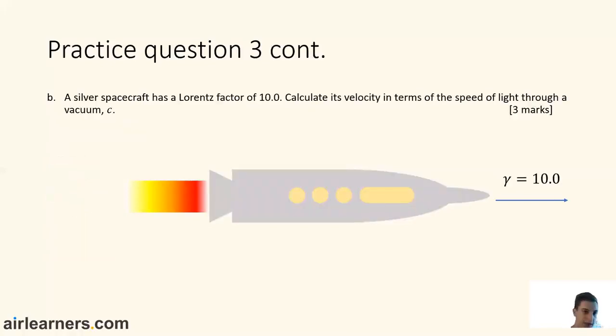Okay, part B, a silver spacecraft has a Lorentz factor of 10.0. Calculate its velocity in terms of the speed of light through a vacuum, c. Got 3 marks here. Hopefully it takes you less than 3 minutes, but you've got up to 3 minutes to do the question. You can pause the video and get back to it once you've finished.